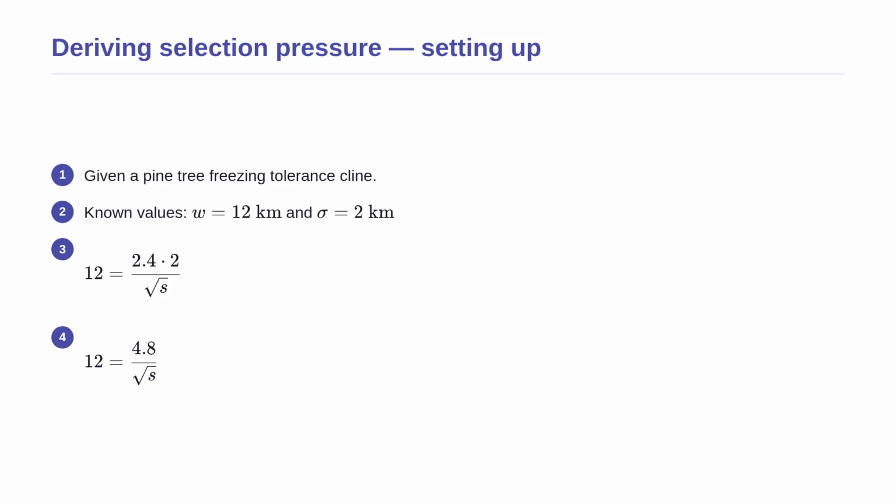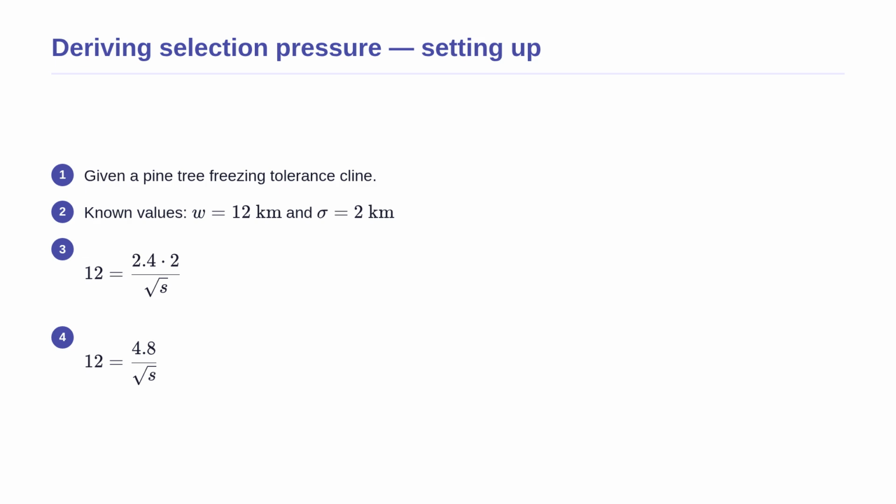Now that we've successfully used the formula to find the width, let us look at a different scenario where we work backward to find the selection coefficient. This is a crucial derivation biologists use when they can observe the cline but do not know the environmental pressure. Imagine a species of pine tree growing along a mountain slope. Biologists observe the width of the freezing tolerance cline to be 12 kilometers, and the seed dispersal distance is 2 kilometers. We start with our standard cline width formula and substitute our known values.